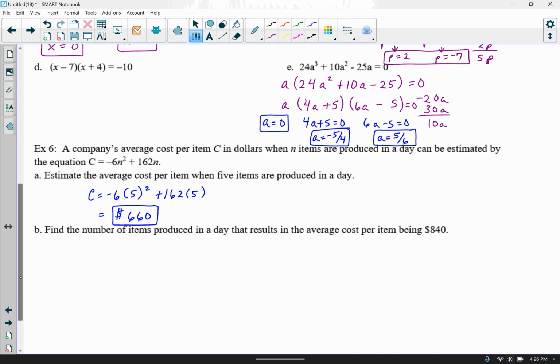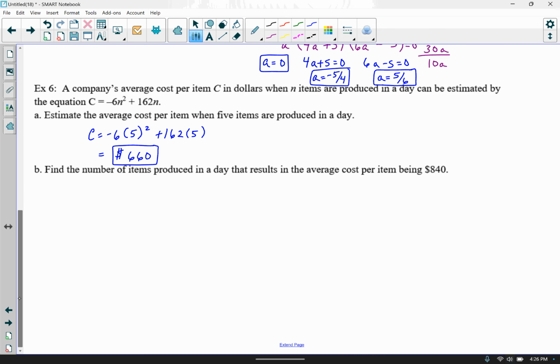Okay. I really wanted to focus on part B with you. Part B says find the number of items produced in a day that results in the average cost per item being $840. So here's our formula. The negative 6n squared plus 162n equals a cost now of $840. So first thing I'm going to do is pull that 840 over, because I got to get it equal to 0. So I have a negative 6n squared.